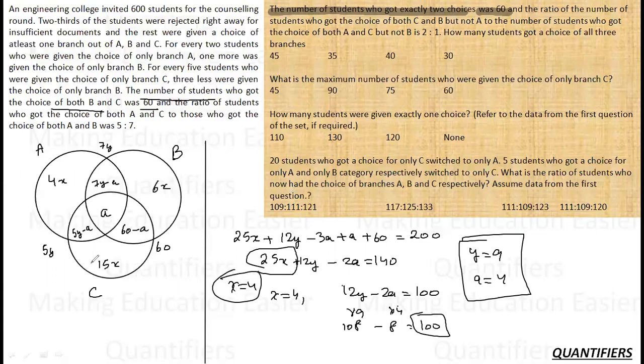The question was only C. Only C was 15x. So 15x is 60. Easy. So we did our 4 sessions on Venn diagram in our regular classes.